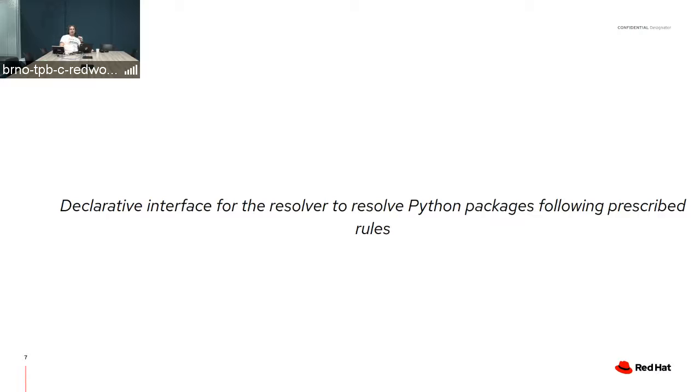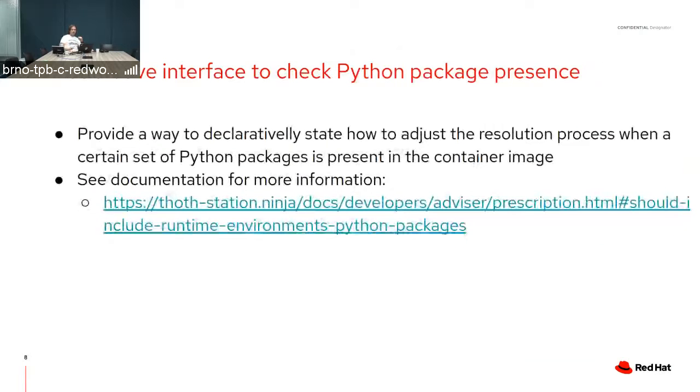This can be done using declarative interface. Users can adjust the resolution process using prescriptions. That is a feature that we provide. So it's basically a YAML file where you state how the resolution process should look like. And in this YAML file, you can state how the resolution process should look like considering Python packages in runtime environments that users use. It's, as stated, a declarative interface.